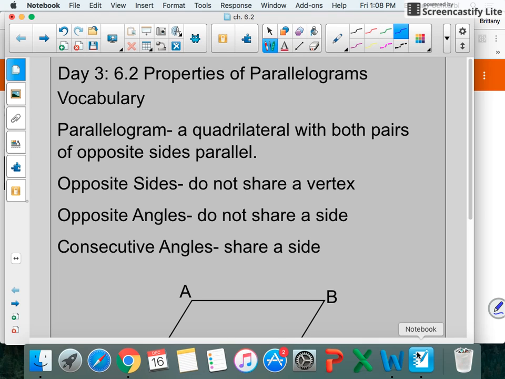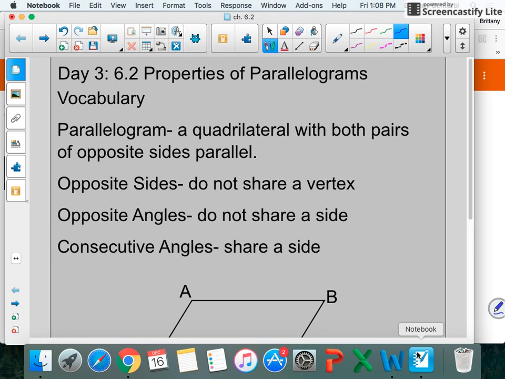Today we're going to be talking about properties of parallelograms. So we're going to look at some vocab first and then look at the properties that go along with those vocab words. So the parallelogram is a quadrilateral with both pairs of opposite sides being parallel. That's what makes it a parallelogram.